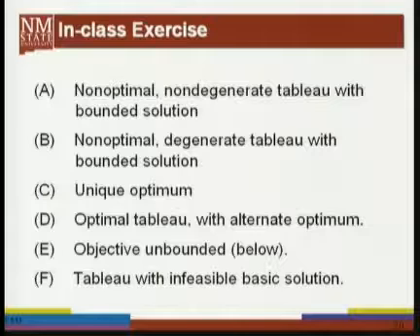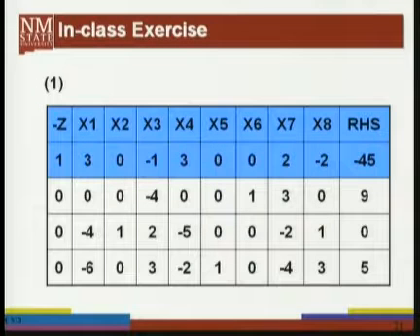The first case would be the non-optimal, non-degenerate Tableau with bounded solution. The second case is non-optimal, degenerate Tableau with bounded solution. Third is unique optimum. Fourth is optimal Tableau with alternate optimum. And fifth, objective unbounded above. Well, it should be unbounded below, right? And the last case is Tableau with infeasible basic solution.